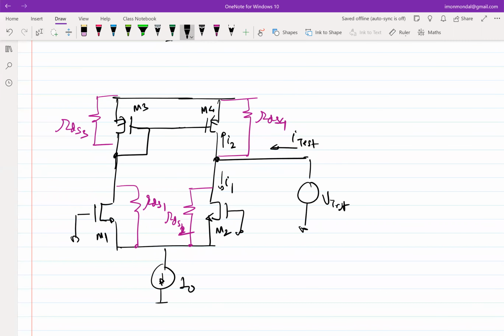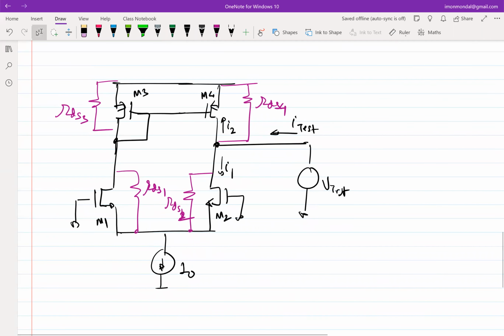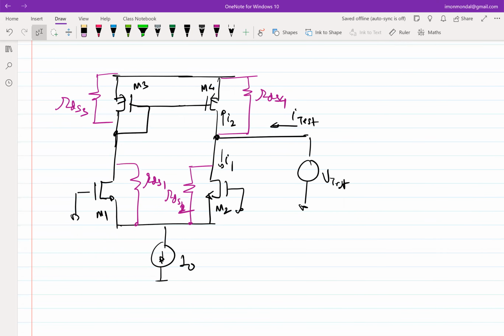So the principle that we will follow is, if there is a current division between 1 over GM and RDS, we'll assume that the entire current goes towards 1 over GM. And if it's a competition between RDS and infinity, then obviously the current will go into RDS and not into infinity. These are the two things we'll follow, and we'll see whether it has any implications on the output impedance from the last time when we did this.